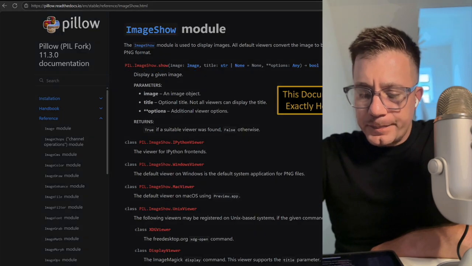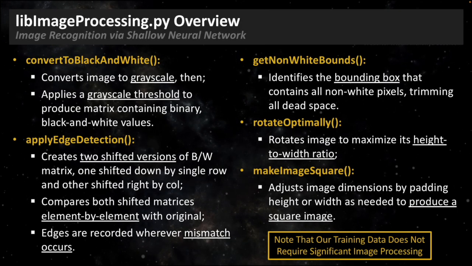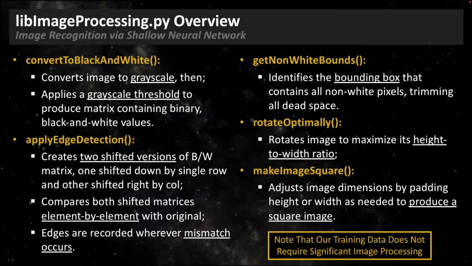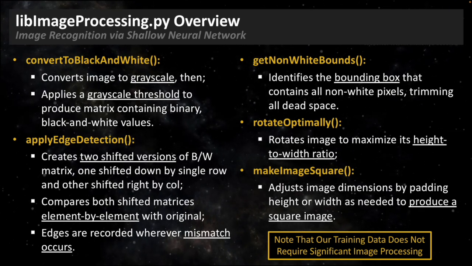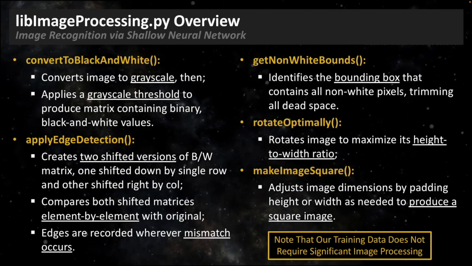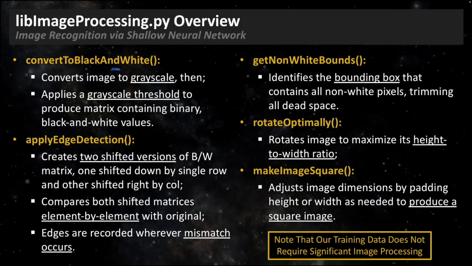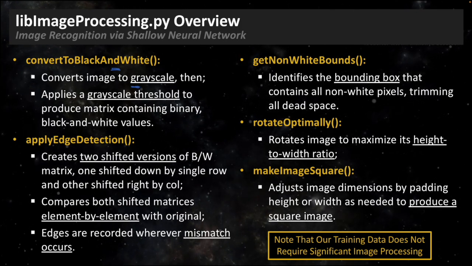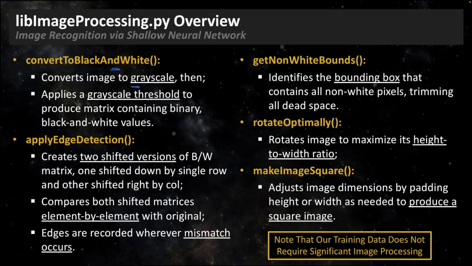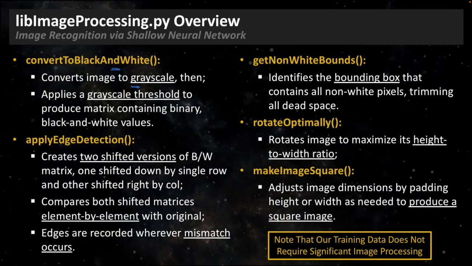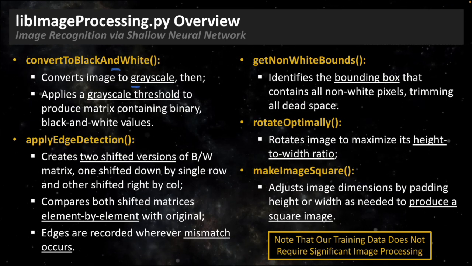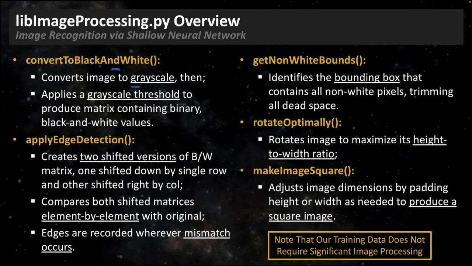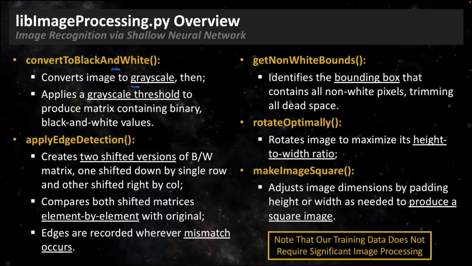type of AI work. So let's provide an overview of the library that I created. I'm just going to discuss the methods. I'm not going to go and look at any code. I think that most of you should be able to understand the code. So the first method is convert to black and white. It converts an image to grayscale, and there's a command for that. And then it applies a grayscale threshold, essentially a value, to produce a matrix containing binary black or white values. If a given pixel has a darkness value greater than X, it becomes black, less than X, it becomes white.